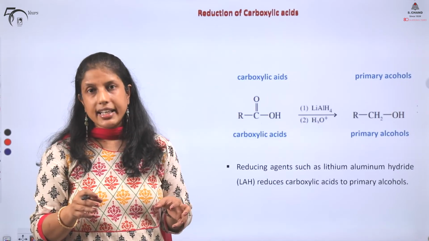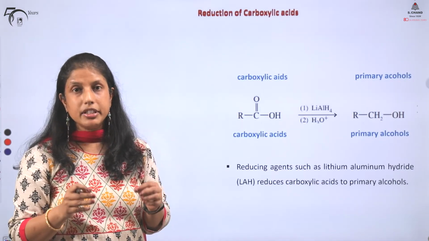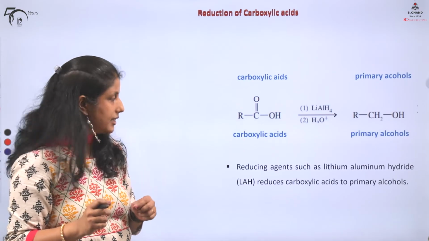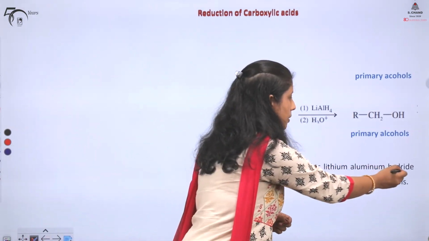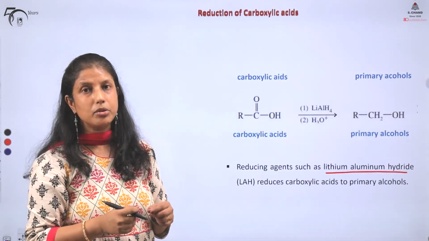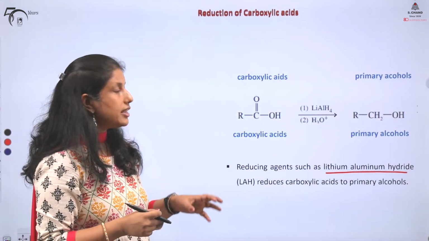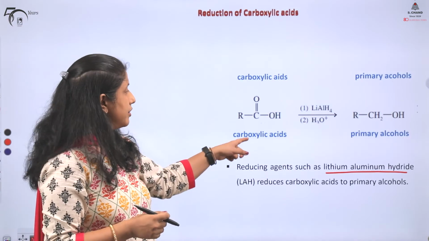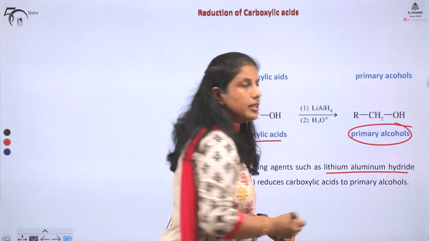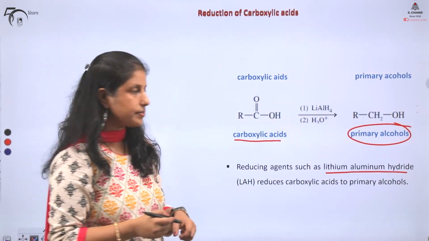Our carboxylic acids can also be reduced to the primary alcohols. How does that take place? Yes, with the help of hydride reducing agents like lithium aluminum hydride. So, lithium aluminum hydride reduces our carboxylic acids to the primary alcohols.